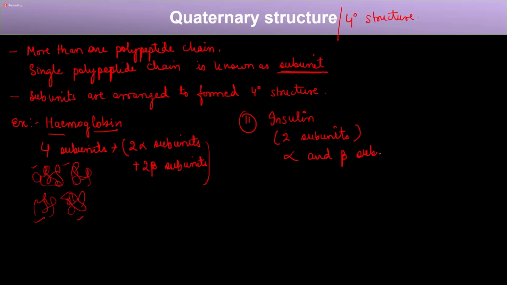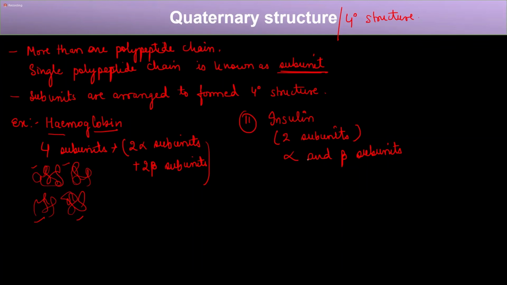So these are alpha and beta subunits. Insulin has only one alpha and one beta subunit, while hemoglobin has two alpha and two beta subunits. And one more important thing: it does not mean that the alpha subunit of hemoglobin and the alpha subunit of insulin are the same. They can be different. It's just a name.